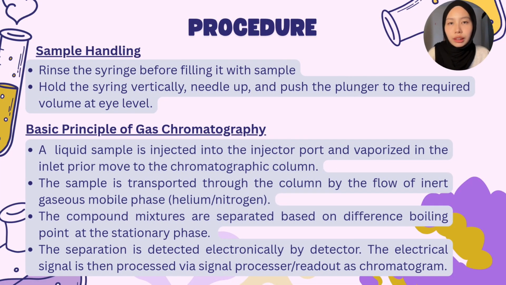Okay, now how do we actually perform the experiment? It starts with sample handling. Precision is key here: we rinse the syringe to avoid contamination, hold it vertically to remove air bubbles, and ensure we have the exact required volume at eye level before injecting.